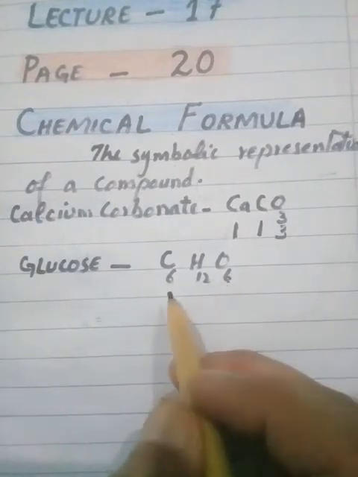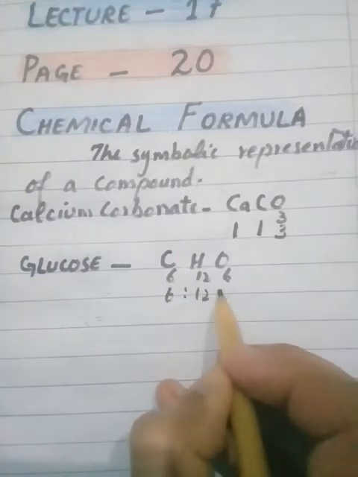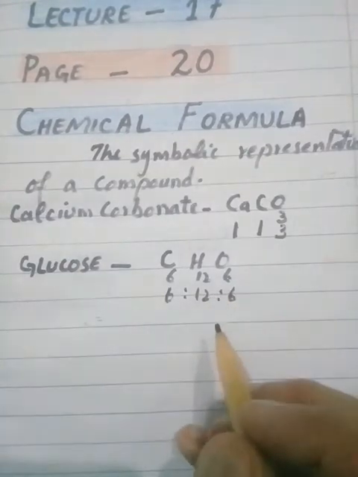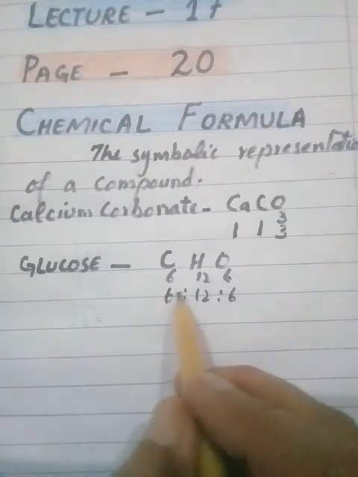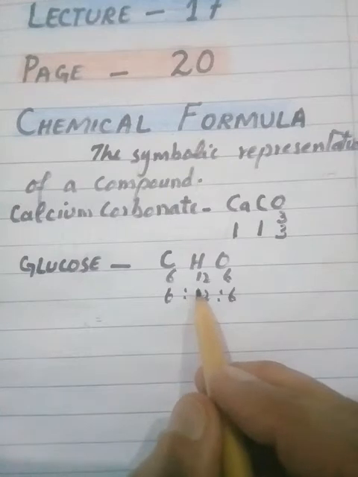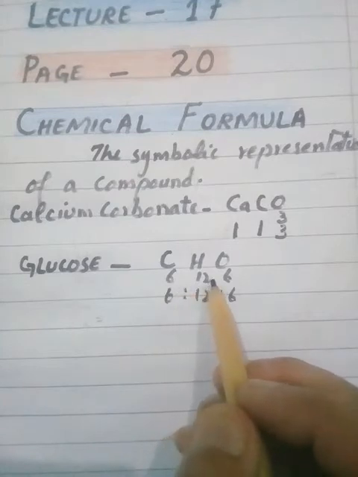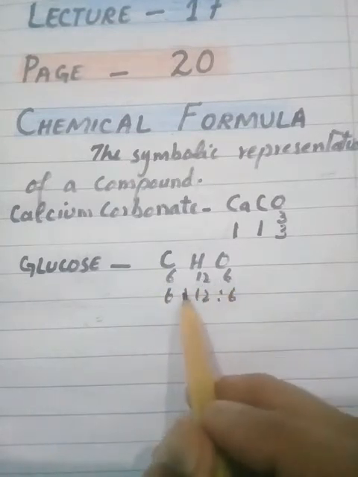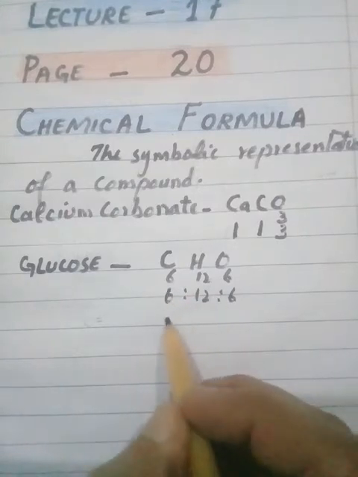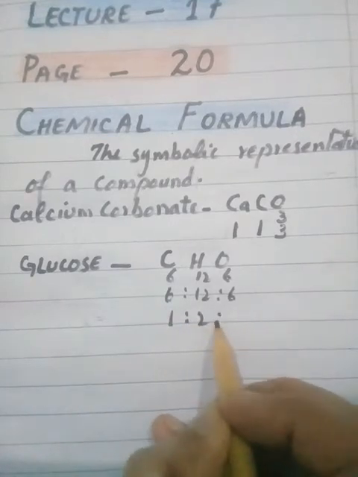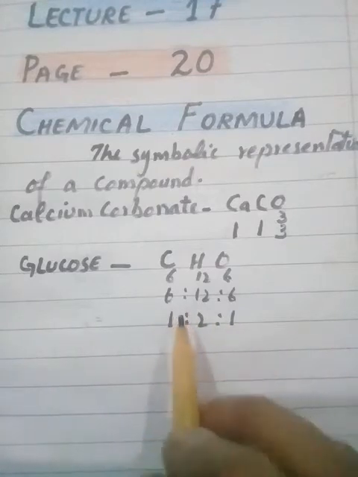What is the ratio? That is 6:12:6, the ratio of the different atoms present in the compound. The chemical formula tells us the types of atoms present in the compound: 3 types of atoms. The number of atoms present in a compound, 6, 12, and 6. And the ratio of the different atoms present in the compound. What is the ratio? Simplify it: 1:2:1. That is the ratio of atoms present in glucose. Is it clear?